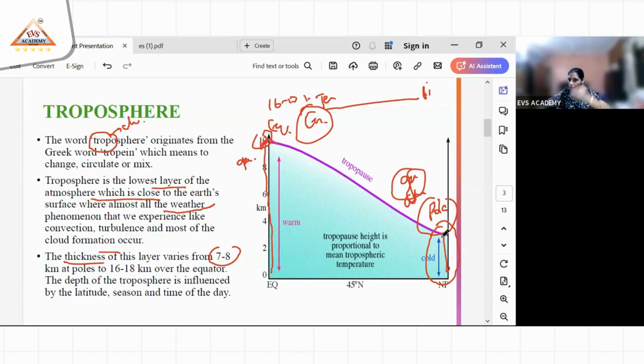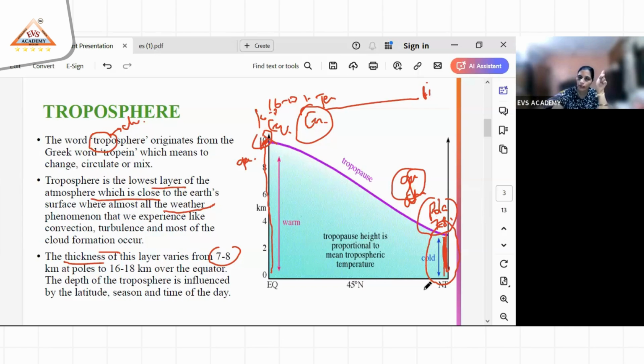So that is why they get concentrated to only 7 to 8 kilometers. But at the equatorial region, due to the warm, high temperature, the gases become lighter in nature and they can rise to a height of 16 to 18 kilometers.